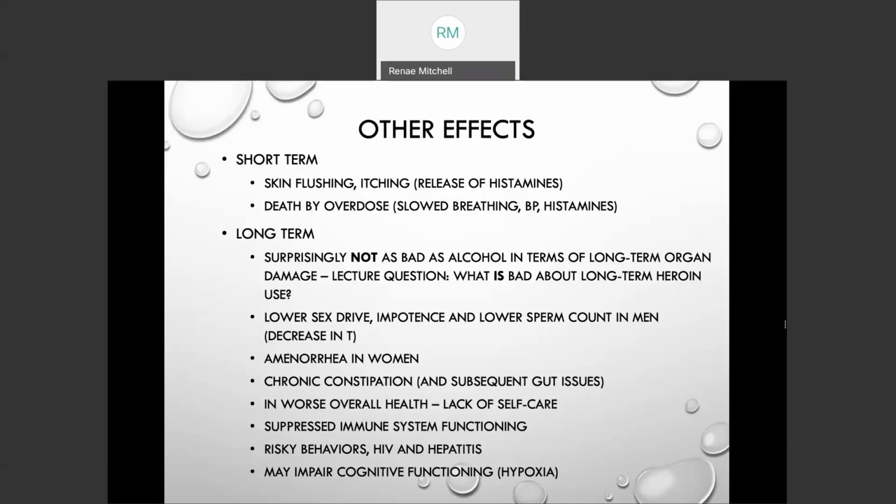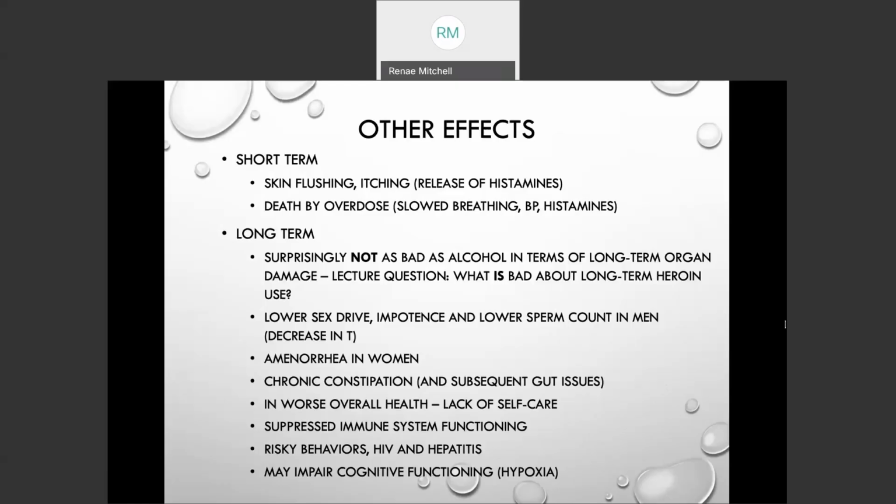Long-term heroin use is associated with lower sex drive, impotence, and lower sperm count in men, and that's all due to a decrease in testosterone due to long-term opiate use. In women, it can lead to the loss of periods, or amenorrhea. Chronic constipation and all that goes with it, just a really backed up GI system. You can have impacted bowels, which are impossible to pass, and it becomes obstructed and needs medical intervention.